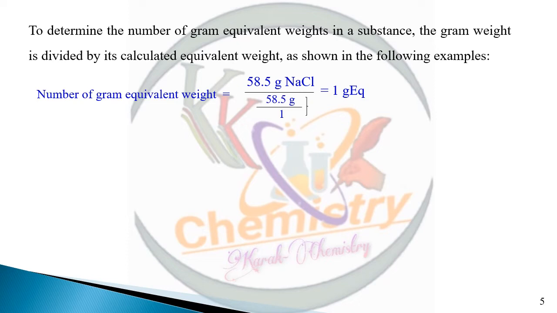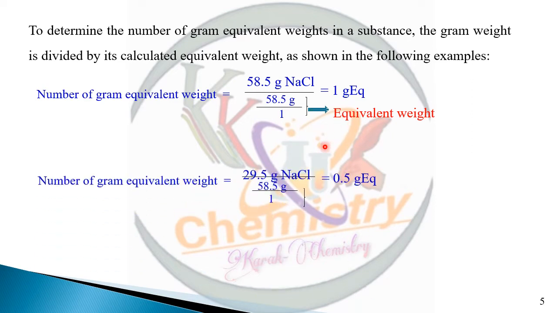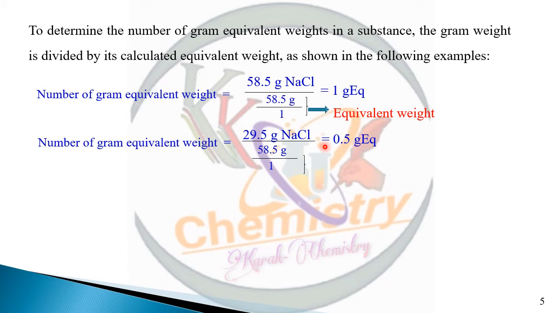So what is the number of gram equivalents? Suppose we have sodium chloride. Here we have its molecular mass, as you can see, formula mass, because for ionic compounds we use the word formula mass, and for molecular compounds we use the word molecular mass. Divide by 58.5, here this one is the equivalent weight. It gives us 1 gram equivalent. For the number of gram equivalents, if we have 29.5 gram of sodium chloride, the number of gram equivalents will be 0.5 gram equivalent.